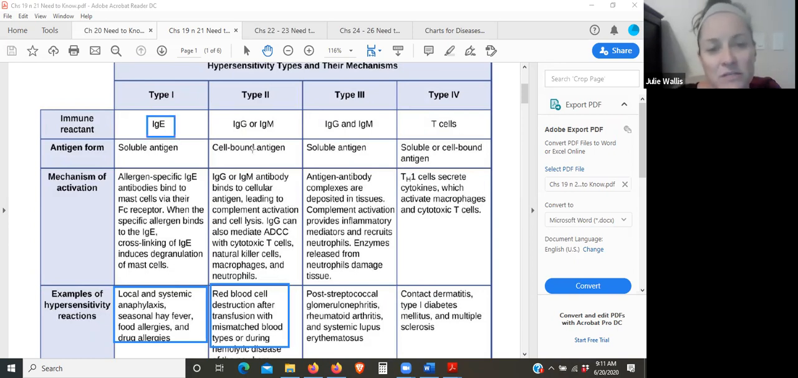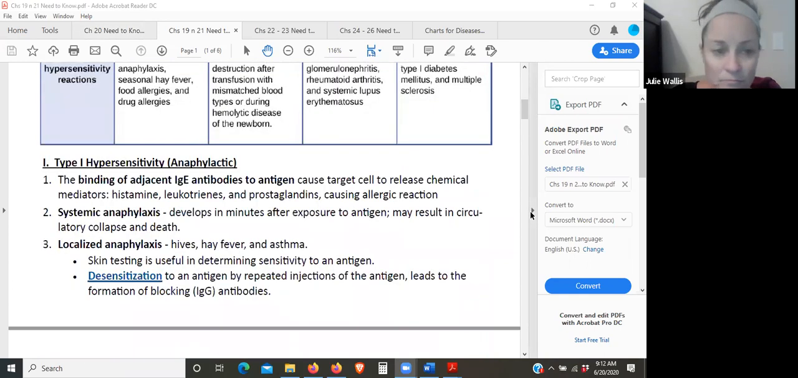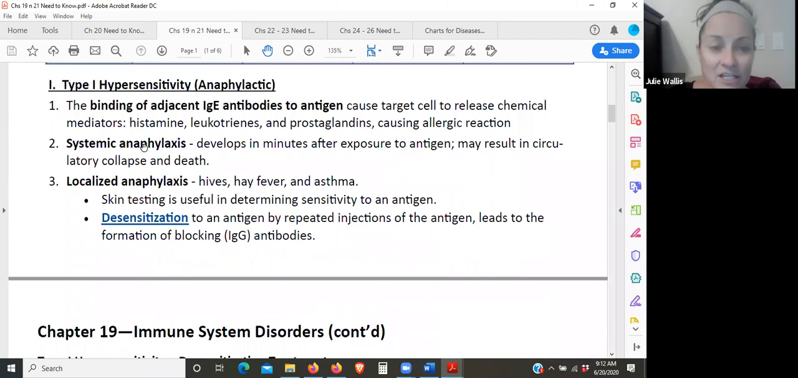And then the type 2 is largely going to be the blood typing, mismatched blood transfusion. So there is, I think, 1 or 2 questions on that. So you need to remember what antibodies are produced by which blood type, and so on and so forth. There is the definition of desensitization in here as well.